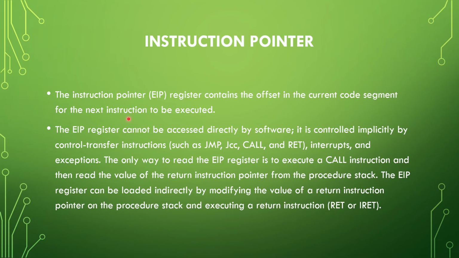The EIP register can be loaded indirectly by modifying the value of the return instruction pointer on the procedure stack and executing a return instruction, which we already discussed. We can't directly access this instruction pointer. So in order to access this register, we have to use certain instructions.